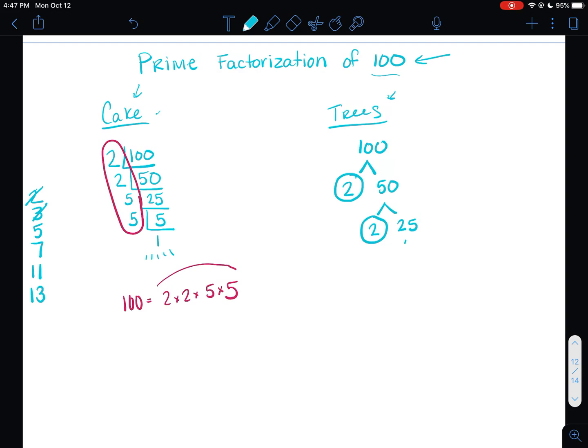I'm going to break down 25. 25 is 5 times 5, which both of those are prime, so I'm going to circle them. And all of the circled numbers are my prime factorization. I know I'm done with the tree when I can't break down any numbers any longer because the last numbers are prime. So 100 equals 2 times 2 times 5 times 5.